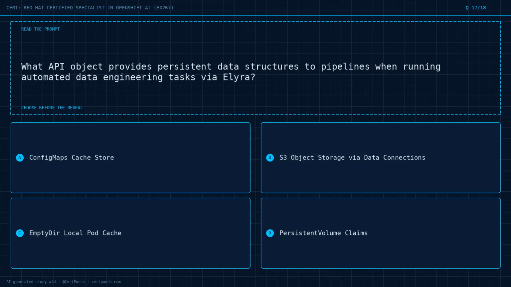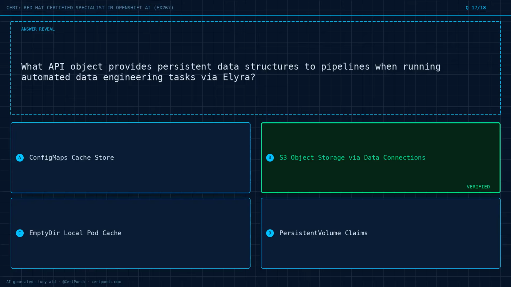Question 17 of 18. What API object provides persistent data structures to pipelines when running automated data engineering tasks via Elyra? Option A, Config Maps Cache Store. Option B, S3 Object Storage via Data Connections. Option C, Empty dir local pod cache. Option D, Persistent volume claims. Choose the best answer before the reveal.